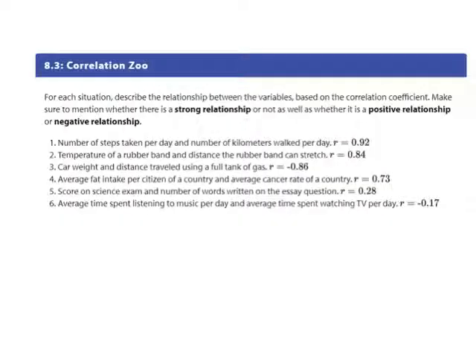This next activity, called Correlation Zoo, what you want to do is for each situation, describe the relationship between the variables based upon the correlation coefficient. So you want to mention whether there's a strong relationship or a weak relationship and whether it's positive or negative. Why don't you go ahead and pause the video and try that now?